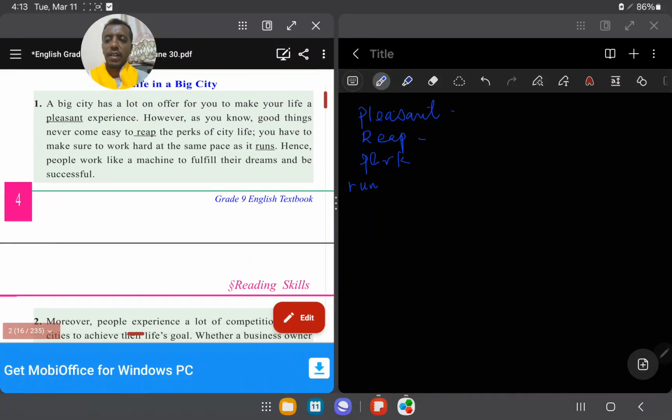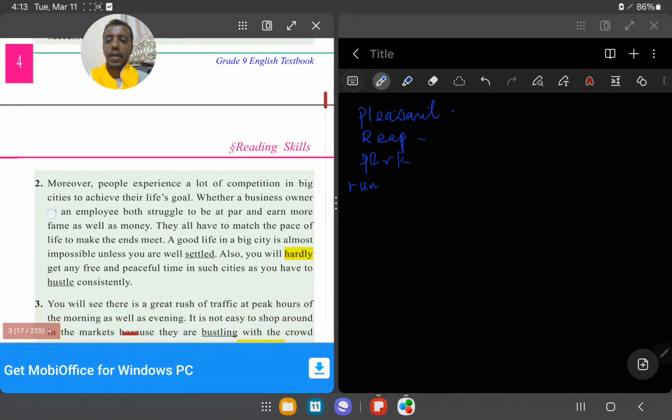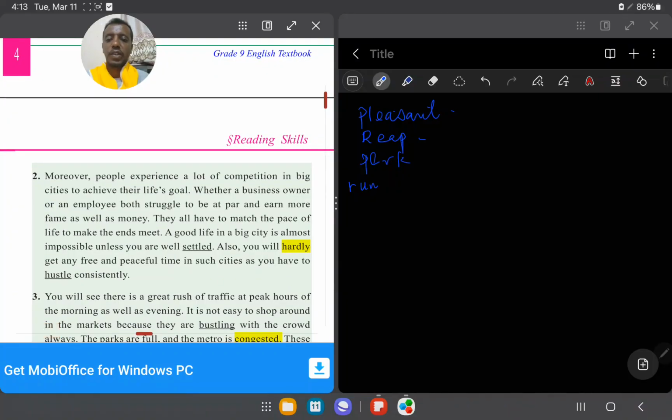The next one, the first paragraph is done for you. Second paragraph: moreover, people experience a lot of competition in big cities to achieve their life's goal. So they struggle a lot to achieve their life goal or their own ambition. Whether a business owner or an employee, both struggle to be a pair and earn more fame as well as money. Both the employer and the employee struggle a lot to win in life.